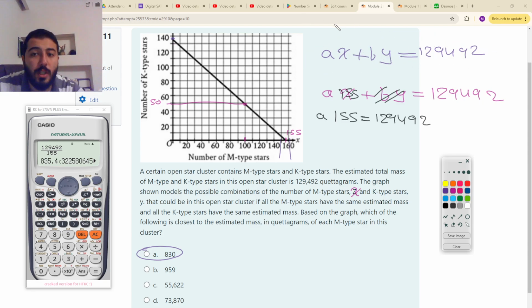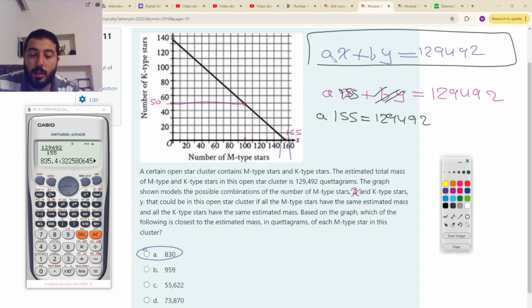That is a linear equation in the standard form. This is from linear equation in the standard form. He asked for the coefficient of x. Now we have the average mass of M types, or the mass of each one of M types, multiplied by their number, plus the mass of K types, multiplied by their number. How many of the K types we have, it gives you this amount that he gave us in the beginning. So it is exactly equal to the standard form of the linear equation, ax plus by equals c.